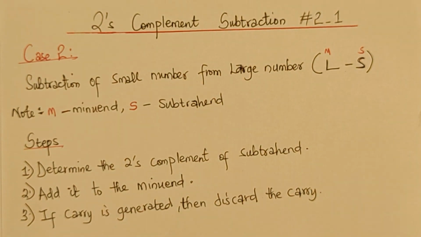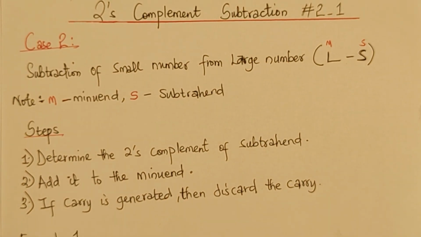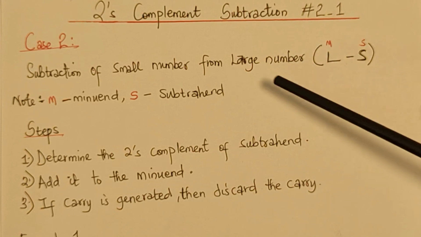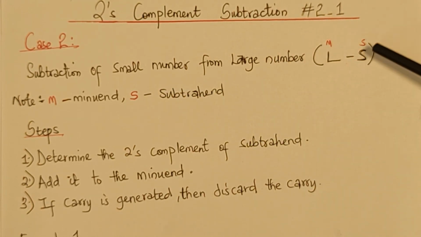Okay, so we have here the subtraction of a small number from a large number, which is typically our case 2. Now, L represents the large number and S represents the small number. For this S, we call it the subtrahend, and for this L, we call it the minuend. So take note of that.